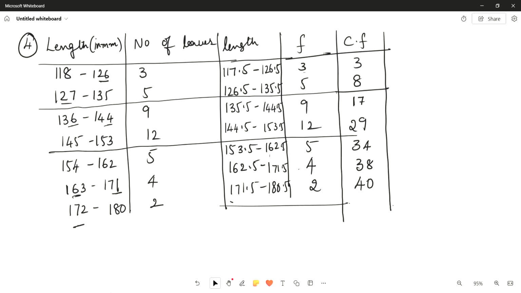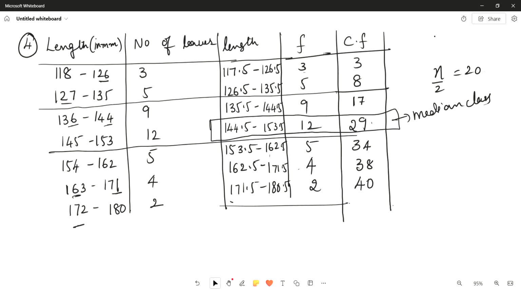Next you will do, N by 2. What is N by 2? 20. Yeah, N by 2 is 20. More than 20, where will you get it here? This one. Yeah. So this will be the median class. Equal also, you should not take equal also. You should always take greater than that value. Okay, if it is equal also, leave that. Take the greater one.